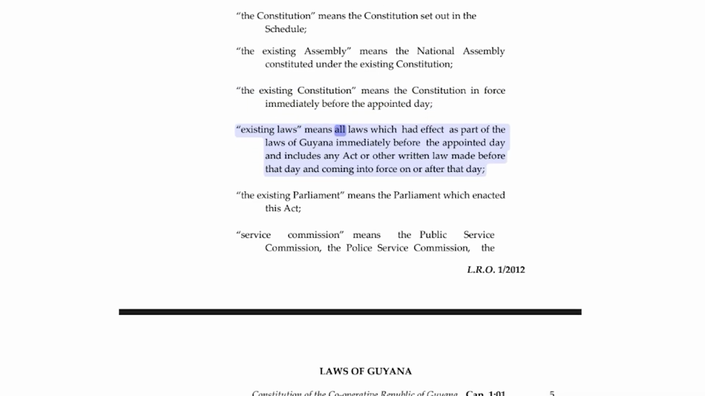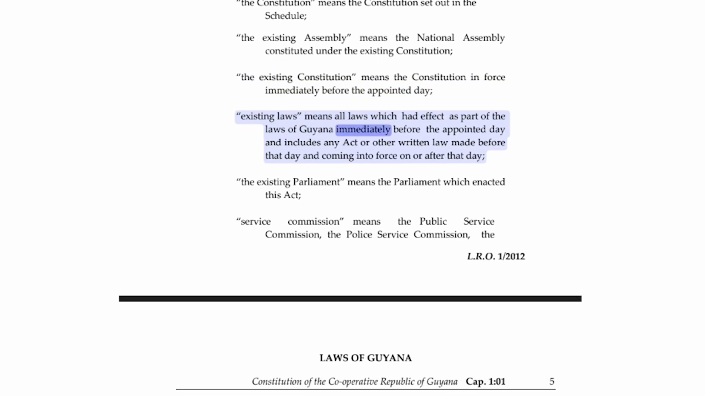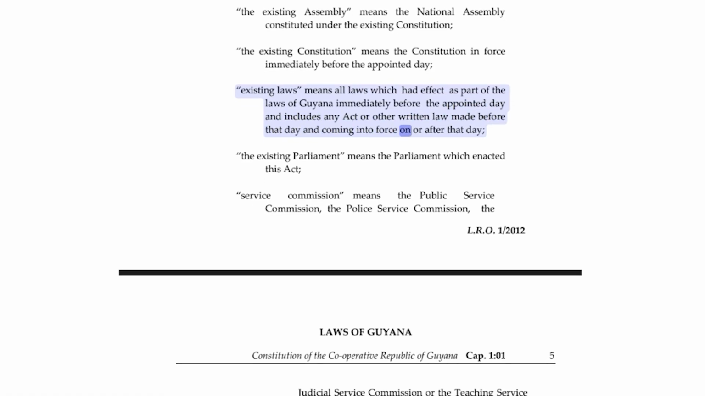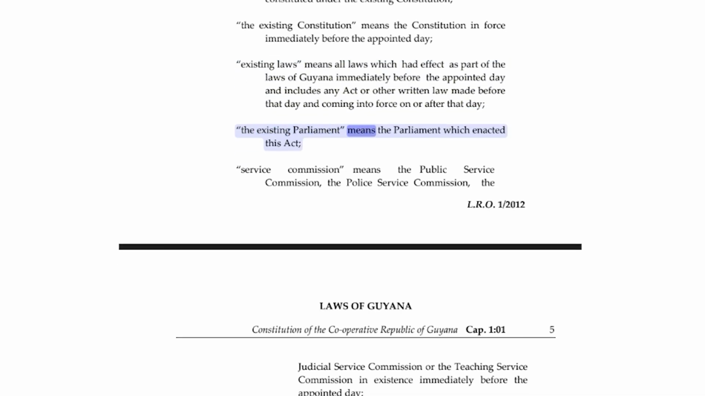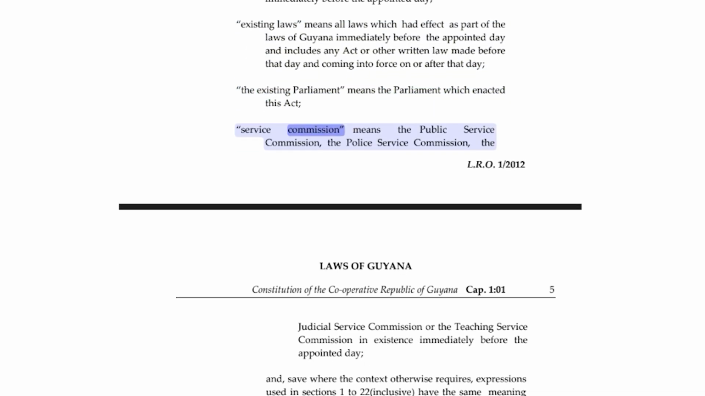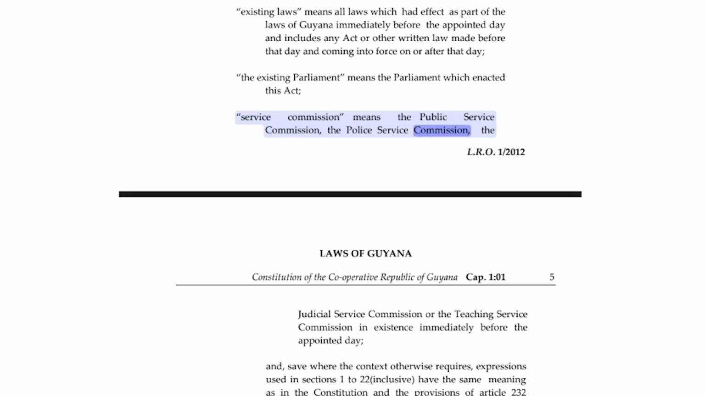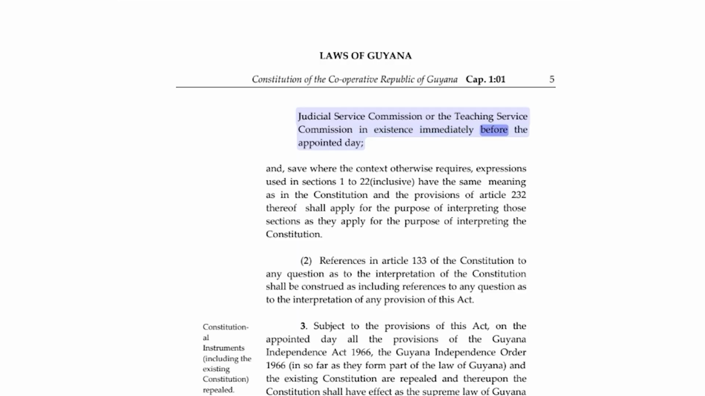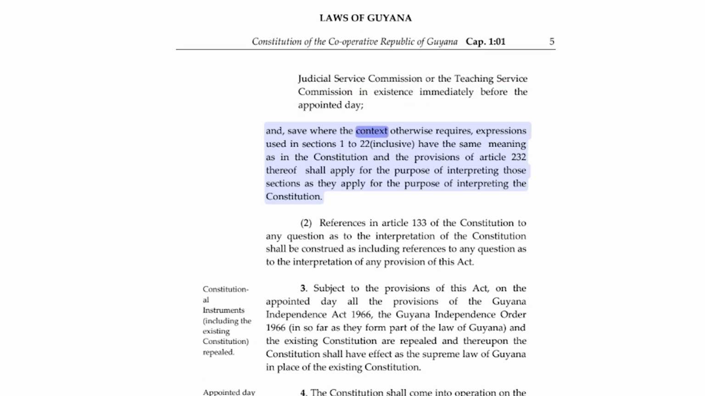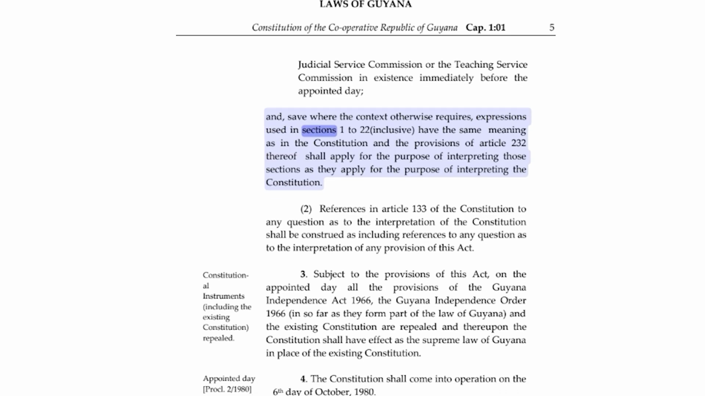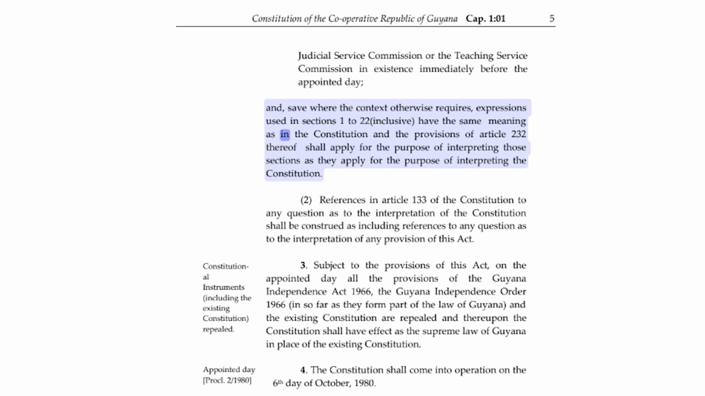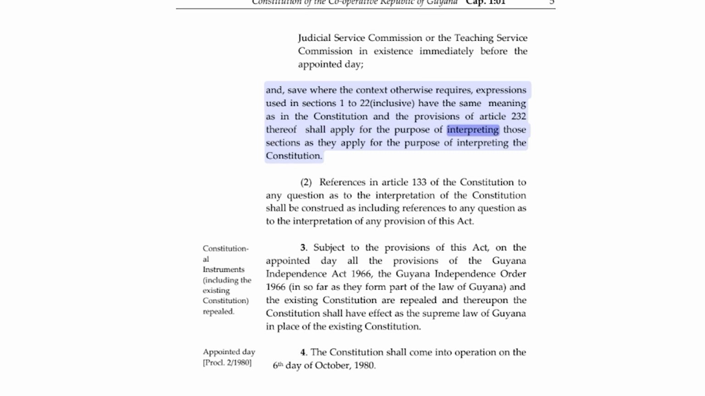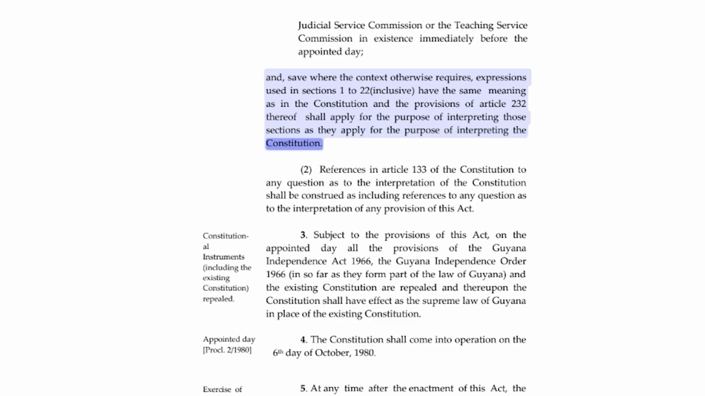"Existing laws" means all laws which had effect as part of the laws of Guyana immediately before the appointed day, and includes any Act or other written law made before that day and coming into force on or after that day. "The existing Parliament" means the Parliament which enacted this Act. "Service Commission" means the Public Service Commission, the Police Service Commission, the Judicial Service Commission, or the Teaching Service Commission in existence immediately before the appointed day. Save where the context otherwise requires, expressions used in sections 1 to 22 inclusive have the same meaning as in the Constitution, and the provisions of Article 232 thereof shall apply for the purpose of interpreting those sections as they apply for the purpose of interpreting the Constitution.